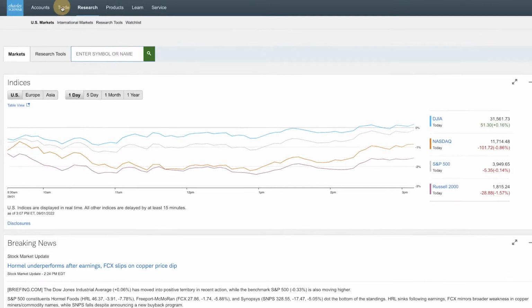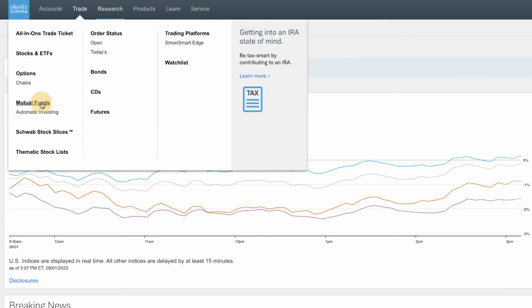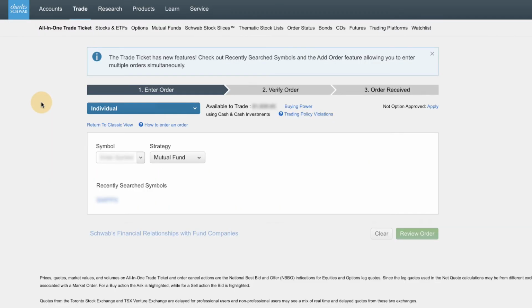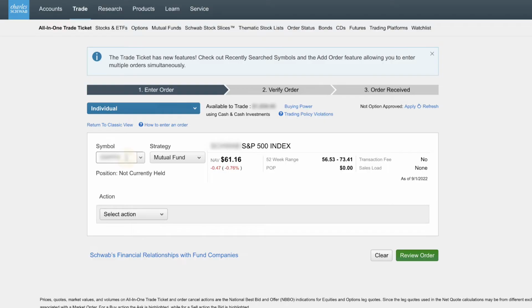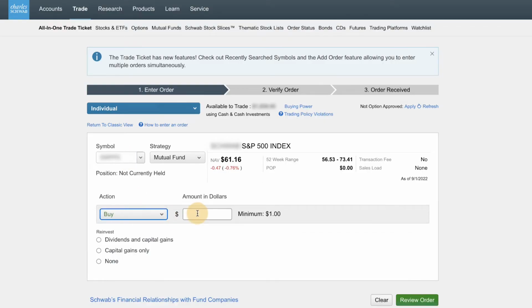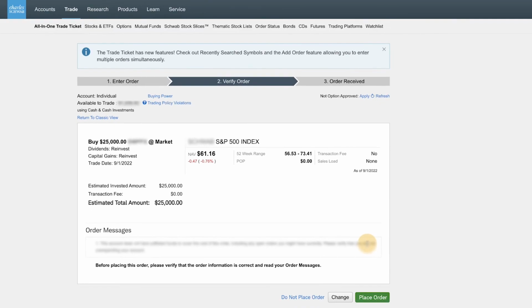To buy a mutual fund, I'll point to Trade and select Mutual Funds. Then I'll type in the symbol. For this example, I'll choose an index fund designed to track the S&P 500. Under Action, I'll select Buy. Now, because this is a mutual fund, all I have to do is enter the lump sum I want to invest, or for this example, $25,000. And for this example, I'll choose to reinvest dividends and capital gains. Then I'll select Review Order, verify my details, and then select Place Order.